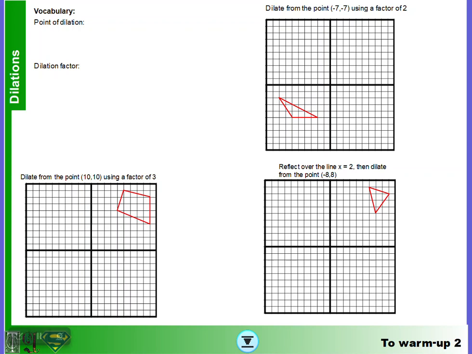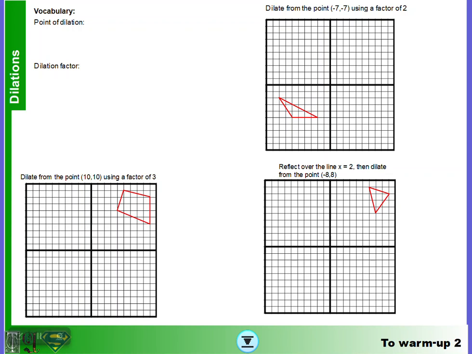So when we're talking about dilations, we need two pieces of information. When we dilate a figure, we need to know the center of the dilation that we are working with, and we also need to know the dilation factor. Now, if you think way, way back to 7th grade and the WUMPs, you dealt with scale factor. Well, a scale factor is pretty much the same thing as a dilation factor. It is how much we are enlarging or shrinking a figure.